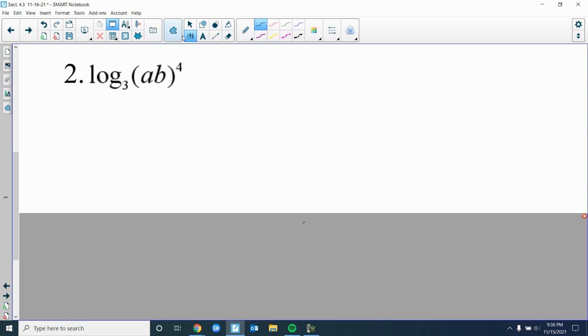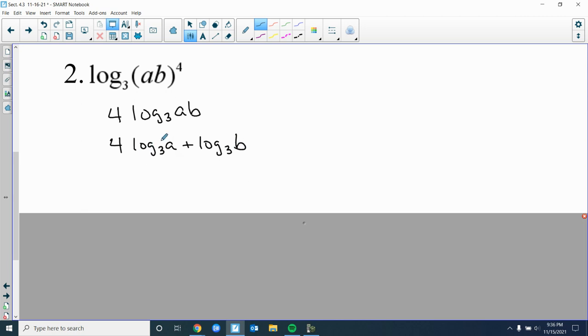Okay, for number 2 here, you got to watch and see where the exponent is. So the exponent is on both the a and the b. So I can make this 4 times log base 3 of AB. Now AB is a product, cannot leave it, so that can be split apart. So now I can make that 4 times the log base 3 of A plus the log base 3 of B.